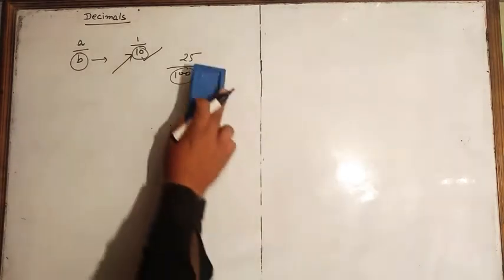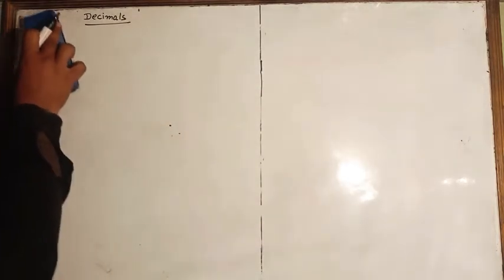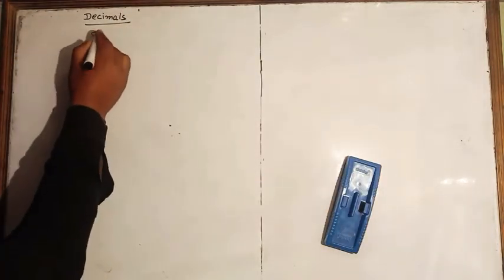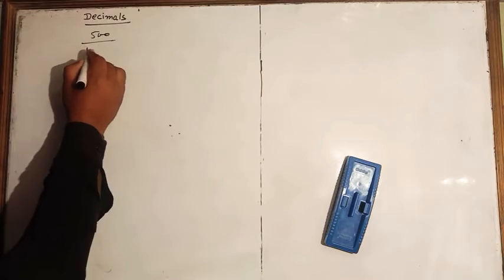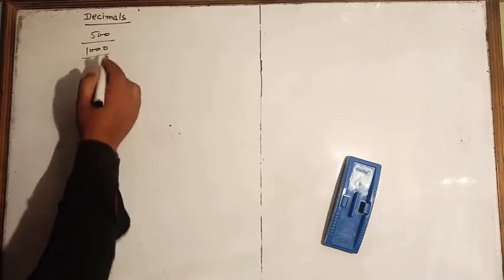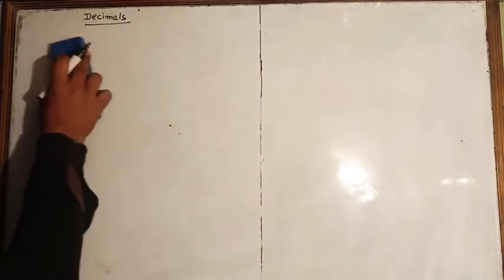So what is a decimal? A decimal is a fraction in which the denominator is a multiple of 10. So is 500 upon 1000 a decimal? Yes, it will be. Why? Because the denominator is a multiple of 10.